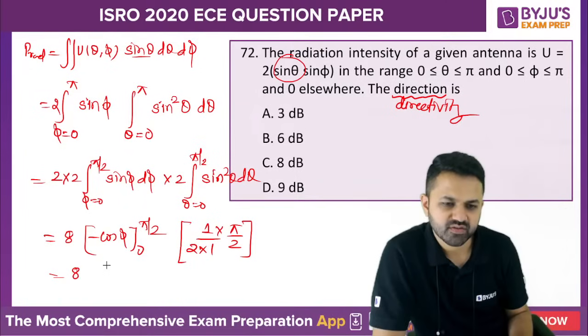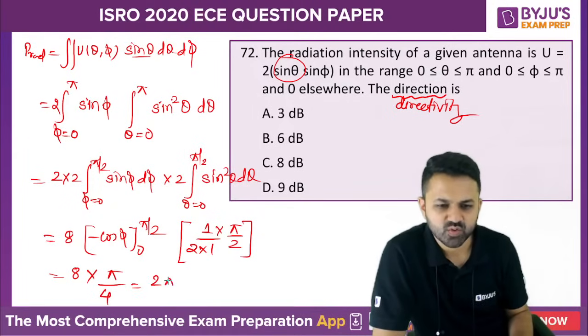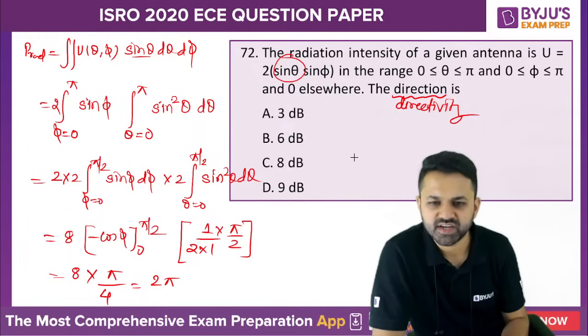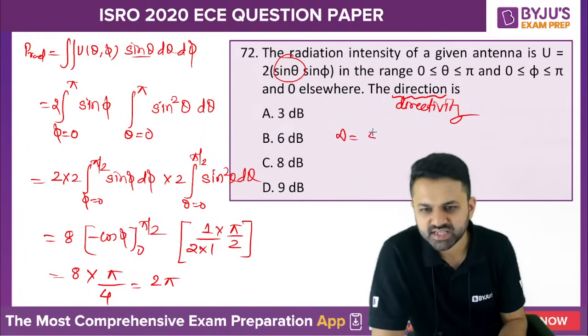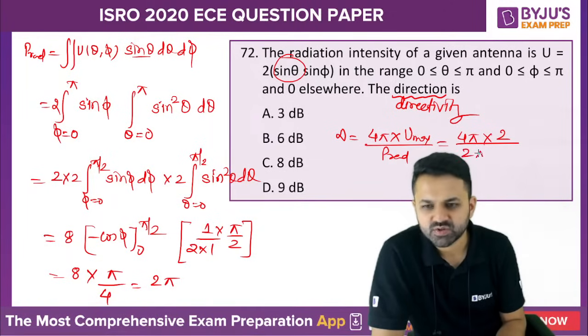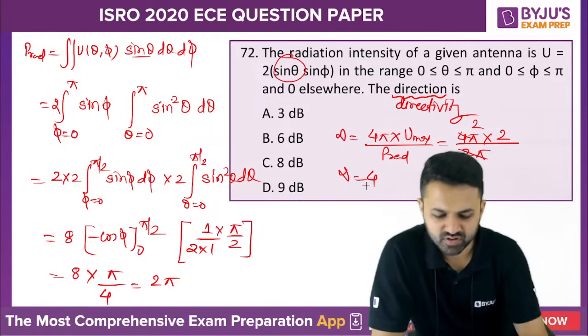Now cos pi by 2 is 0, and cos 0 is 1. So this is 8 into pi divided by 4, so we are getting 2 pi. So we will get the power radiated as 2 pi. The directivity is 4 pi into maximum radiation intensity divided by radiated power, same as the last question. So 4 pi into the maximum value, which is 2, divided by radiated power 2 pi, so the directivity we get is 4.